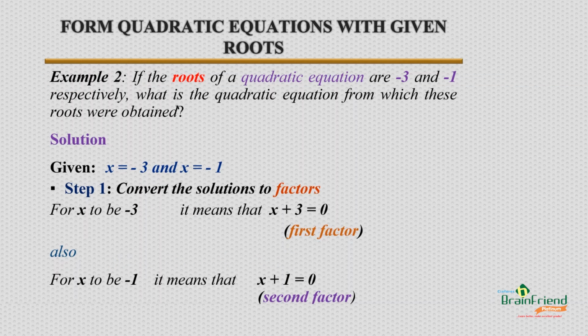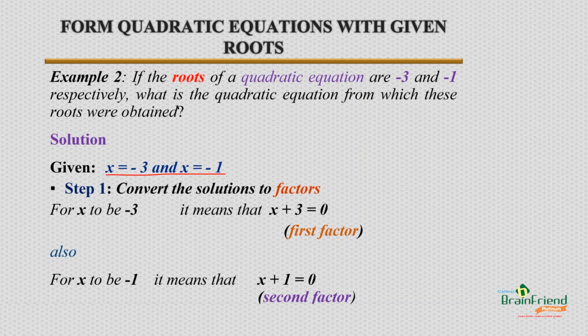Example 2. If the roots of a quadratic equation are minus 3 and minus 1 respectively, what is the quadratic equation from which these roots were obtained? First, we write down our roots, which are x equal to minus 3 and x equal to minus 1. Then we convert the solutions to factors. Remember, the solutions are the same thing as the roots in this case. So we convert them to factors.